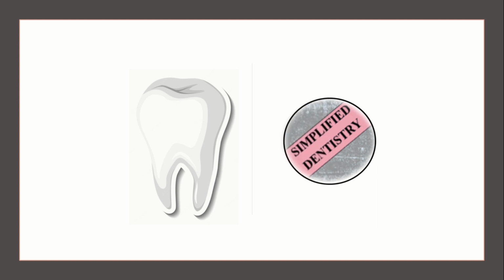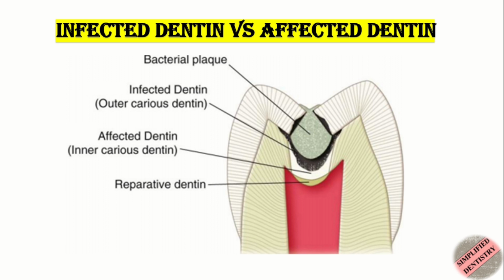In today's video, let's discuss infected dentin and affected dentin. The dentin becomes infected as a result of carious lesion formation on the root surface, and when the lesion progresses following cavitation of enamel lesions.